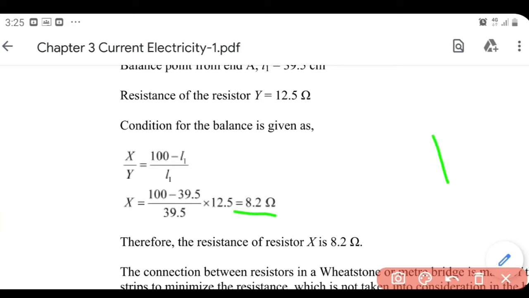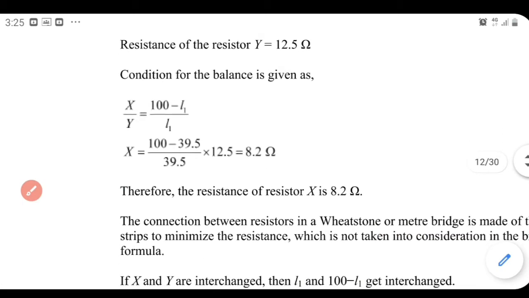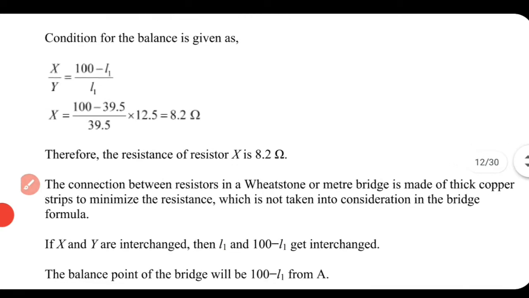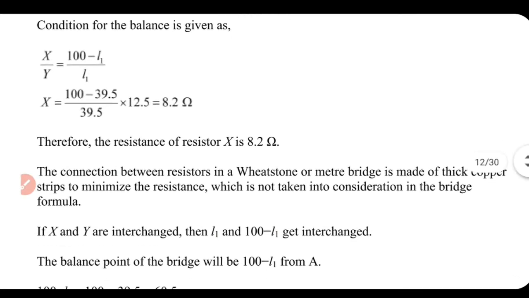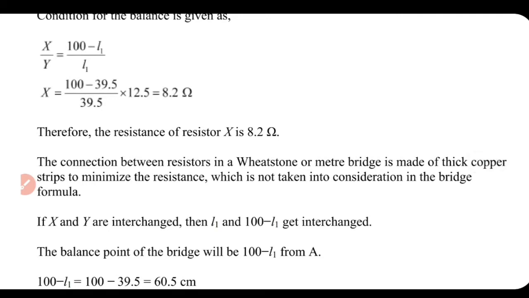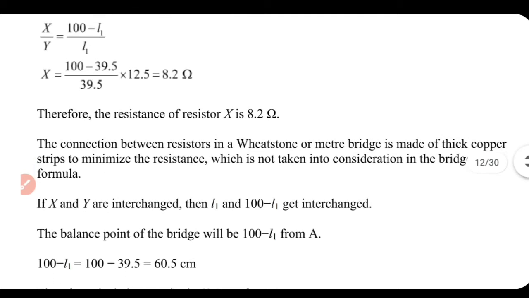Now the second question is why there are thick copper strips in the Wheatstone or meter bridge. The interconnections are made of thick copper strips. It is to make sure that the copper strips do not offer any resistance to the bridge, because in the balancing condition we have considered only the four resistances. We are not considering the resistance offered by the connection wire. The copper strips should ensure minimum resistance offered to the bridge. To minimize that resistance, in the meter bridge we are using thick copper strips.